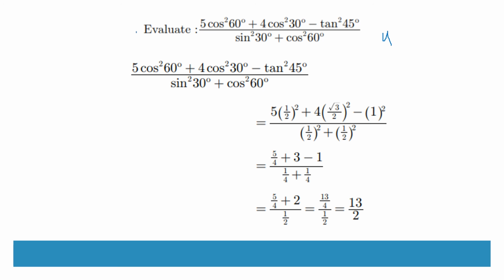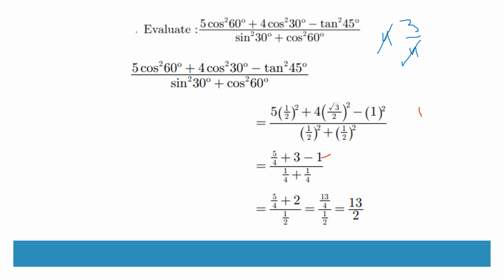So 4 into root 3 whole square by 4 is 3 by 4; if you cancel 4 and 4, you get 3. That's why 5 by 4 plus 3, minus 1 square, which is 1 only. In the denominator, 1 by 4 plus 1 by 4. Now 5 by 4 plus 3 minus 1 is 5 by 4 plus 2. The denominator is 1 by 4 plus 1 by 4, that is 2 by 4, which is 1 by 2.